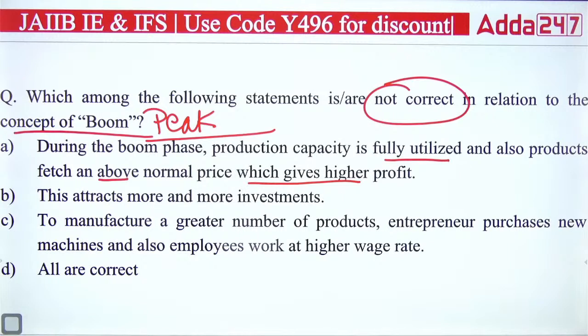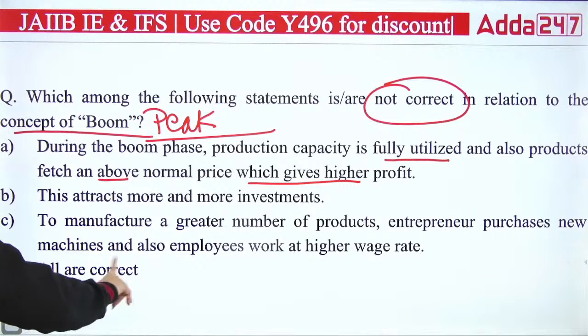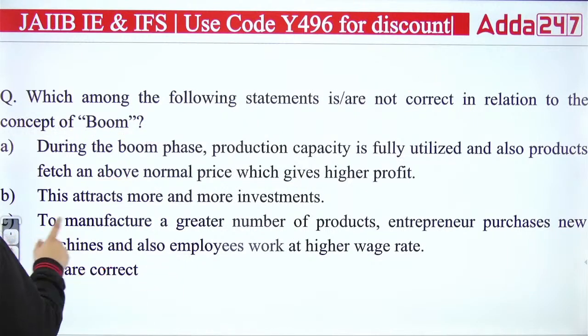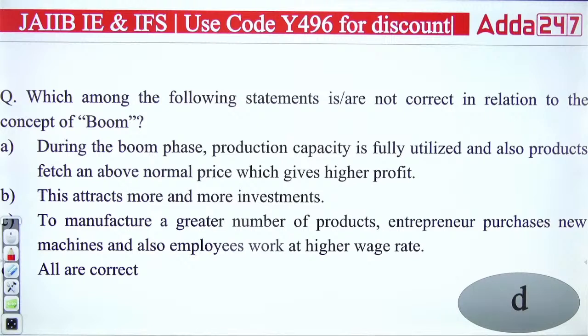Okay, you have to answer which of the following is not correct in relation to the concept of boom. And the right answer is actually all are correct. All are related to the boom period. None of them is incorrect. So the right answer is D, all are correct. So if production capacity is fully utilized, products fetch an above normal price, which gives higher profit. It attracts more and more investment, manufacture a greater number of products, entrepreneurs purchase new machines and also employ workers at higher rate. All are correct. Okay, right answer is D.